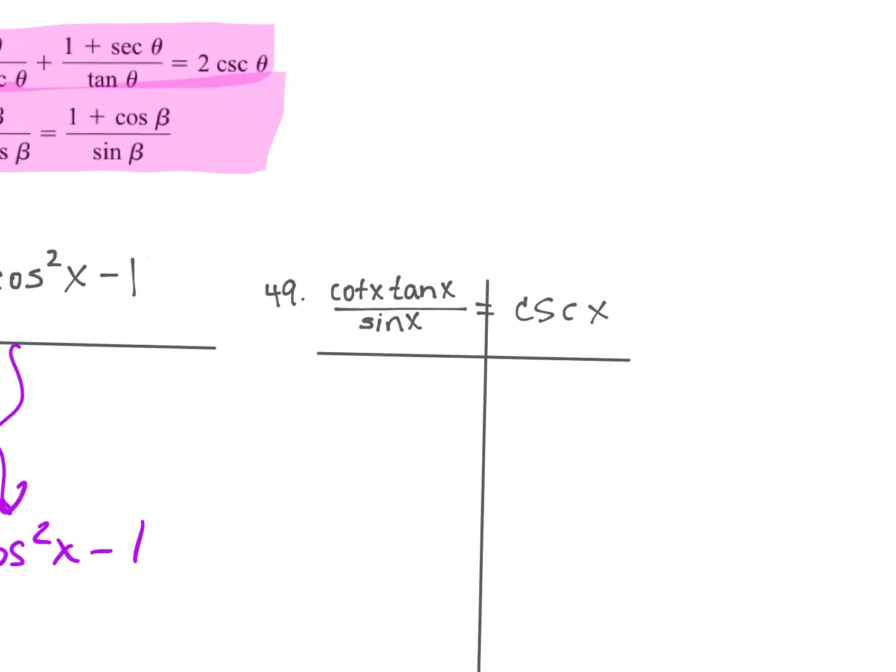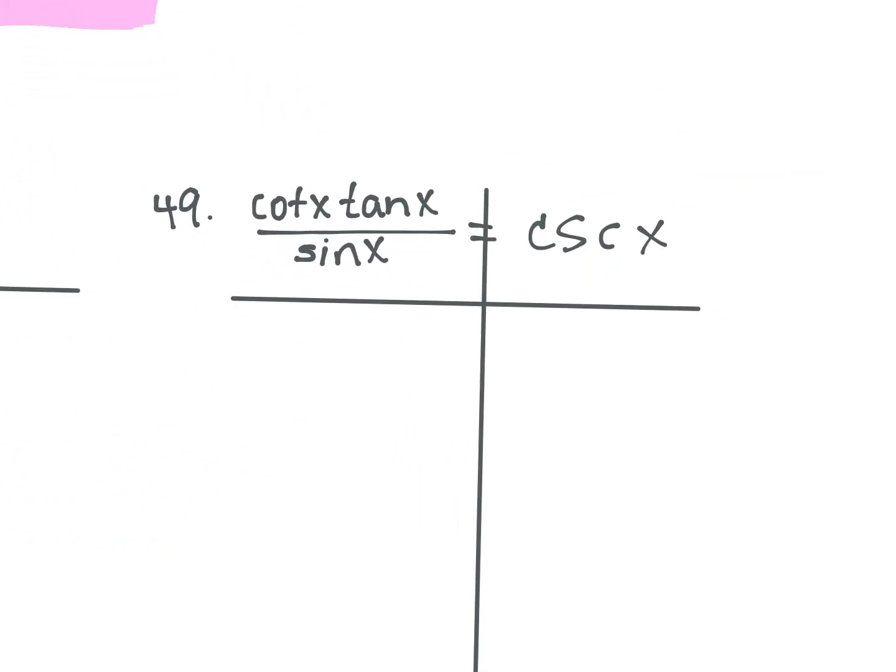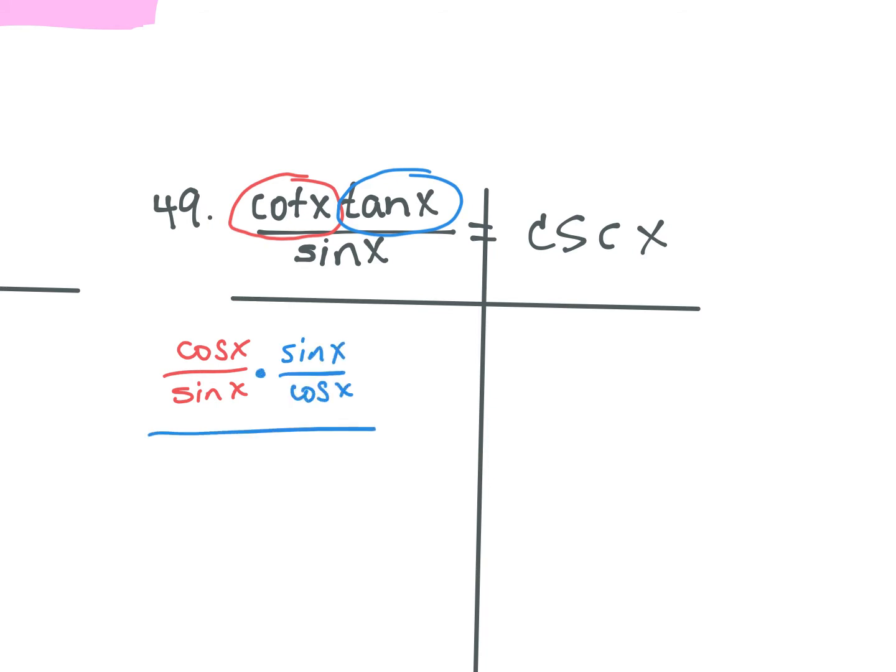All right, I come over here. We like problems like this. Why do we like problems like this one? There's nothing squared and there's nothing being added or subtracted. So this is really just basically breaking down. What can I break cotangent down into? What over what? Cosine x over sine x. What can I break tangent down into? Sine x over cosine x. And then this is all over sine of x.